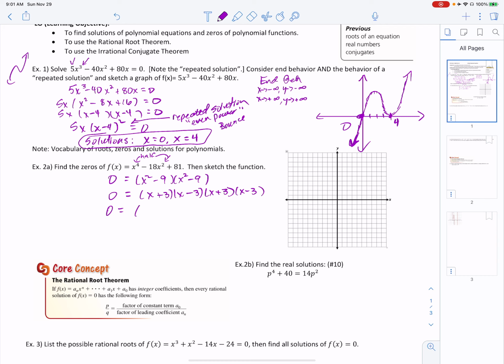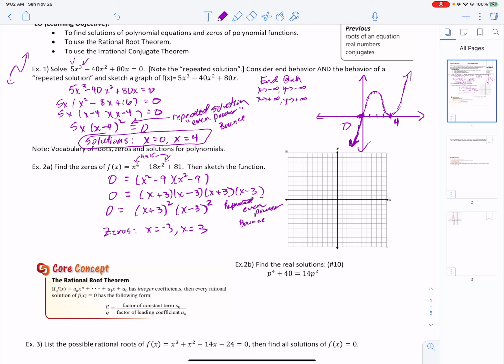So in this one, you have 2 repeated solutions. You have x plus 3 quantity squared, and you have x minus 3 quantity squared. Again, they are repeated, and they are repeated to an even power. So you expect that there's going to be a bounce where the graph comes and hits at those zeros and goes back in the same direction. So my solutions, the zeros, are x equals -3 or x equals +3.